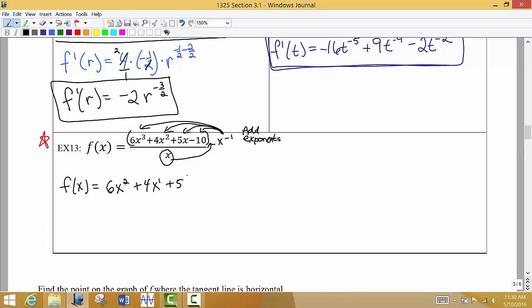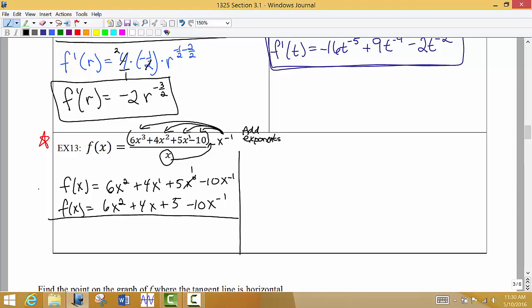And then plus 5. I'm going to add the exponents. x to the first power times x to the negative 1 gives me x to the 0 power. And then I get negative 10. That's just a constant, so I'm just going to multiply in the x to the negative 1 power. If I choose to do the rewrite that way, this is what I end up with. Remember, x to the 0 power is just 1. 5 times 1 is 5. Then I end up with negative 10 times x to the negative 1 power. So far this is the rewrite.